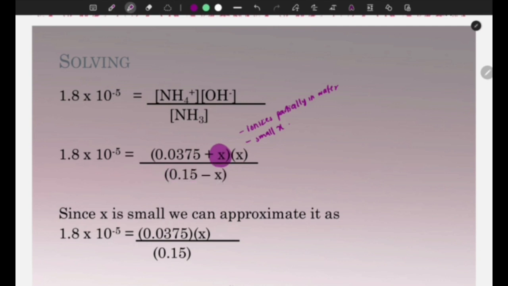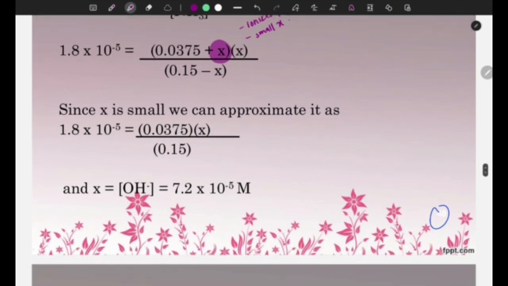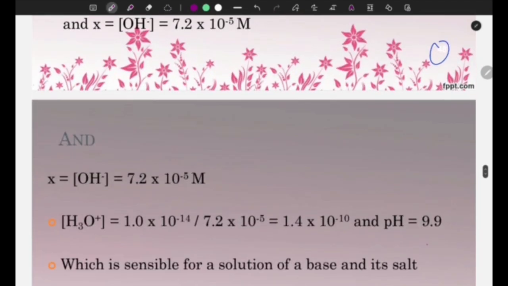You can just ignore x, and then we just put 0.0375 times x over 0.15. Then we just use your calculator, and then we found that the concentration of OH minus, or x, is 7.2 times 10 power of negative 5 molar.